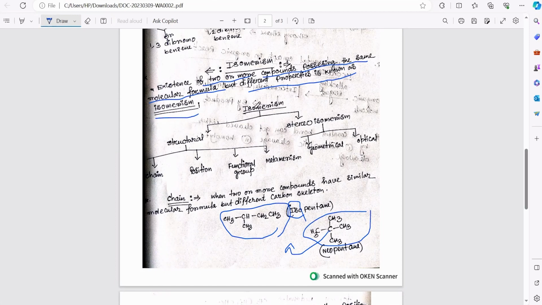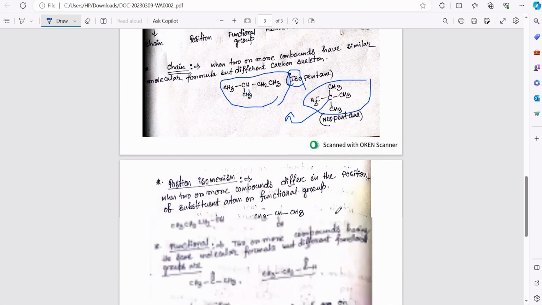So isomerism can be divided in two ways: one is structural, the second is stereoisomerism. Structural isomerism can be divided in four ways: chain isomerism, position isomerism, functional group isomerism, and metamerism. So in chain isomerism, the molecule can be differentiated by different chain arrangements. One has only one branch present, and here one carbon contains four groups. So although the molecular formula is the same, the carbon skeleton is different.